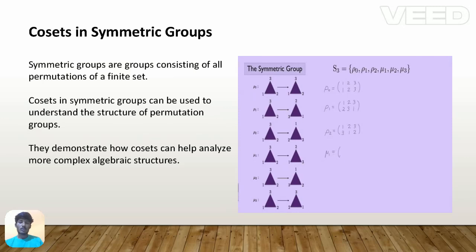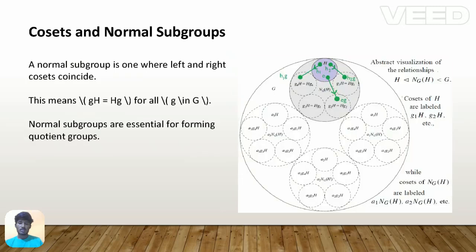Cosets in symmetric groups. Symmetric groups are groups consisting of all permutations of a finite set. Cosets in symmetric groups can be used to understand the structure of permutation groups. They demonstrate how cosets can help analyze more complex algebraic structures.